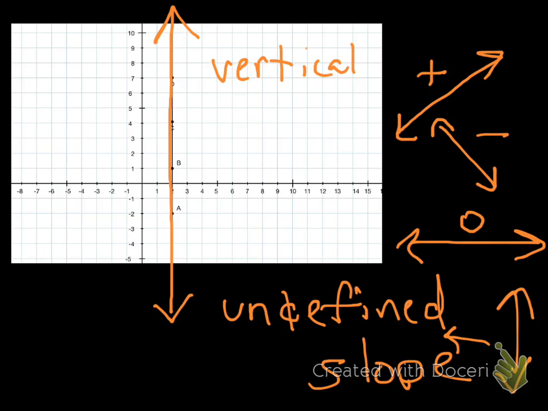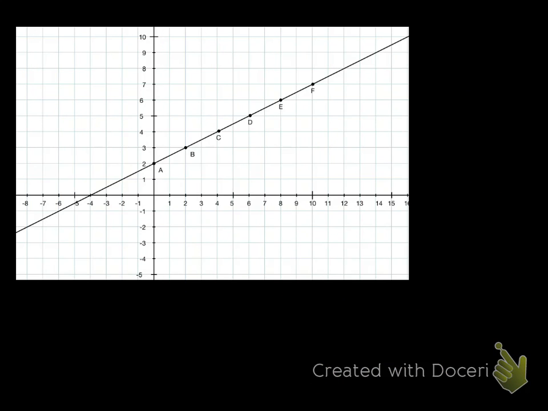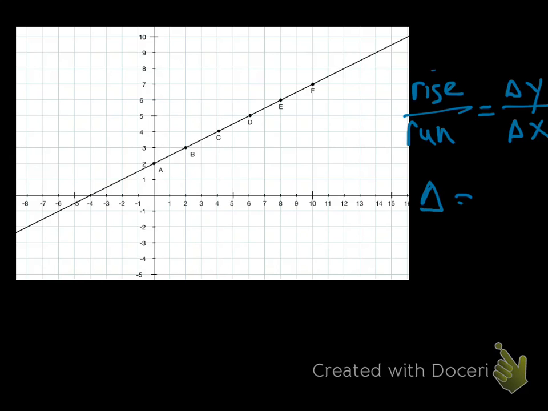Now let's talk about finding the actual slope. When you look at this graph, you're going to pick any 2 points, and you're going to figure out your rise over your run. Rise over run: your rise is your change in y, and your run is your change in x. That little delta sign means change.